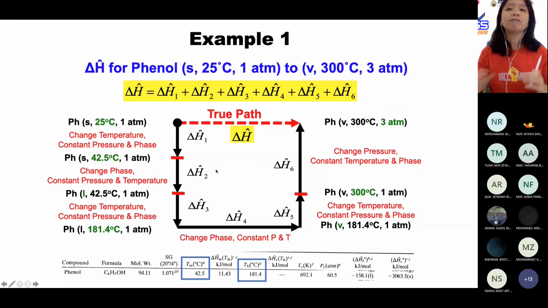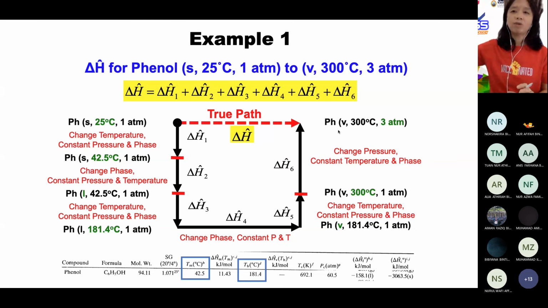So contohnya dalam kes phenol ni, okay, kes phenol ni pun a bit complex apabila it involve the change of phase, perubahan fasa. Kamu perasan tak? Phenol yang masuk adalah solid, phenol yang keluar adalah vapor. So kamu tahu kan, untuk nak menukar daripada solid kepada vapor means you have to first melt the solid to liquid and then you vaporize menjadi vapor. So setiap perubahan fasa ni pun juga akan ada satu path sahaja. Means kamu tak boleh directly tukar kepada solid kepada vapor. You have to first change solid kepada liquid and then liquid kepada vapor.